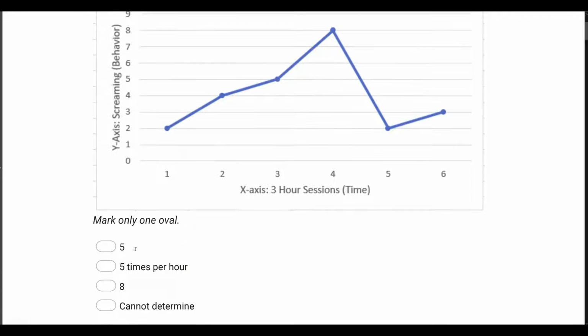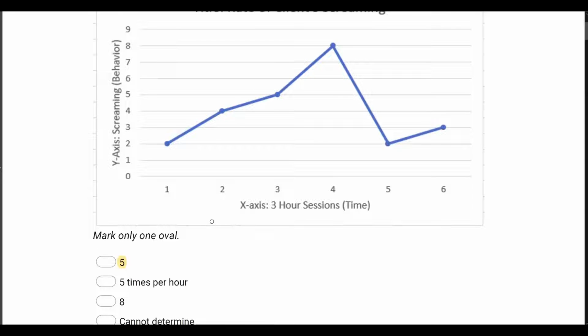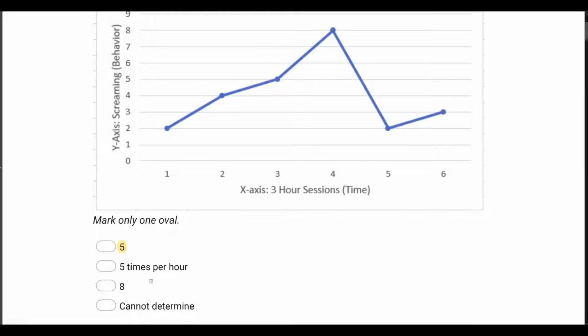Well, 5. Don't make the mistake of confusing frequency and rate. They aren't the same thing. They're used interchangeably quite often, but they're different. Frequency is just count, and that's what we found, just the count. Rate has this per hour. It's got this time component. We don't need the time component here. We only need the count.